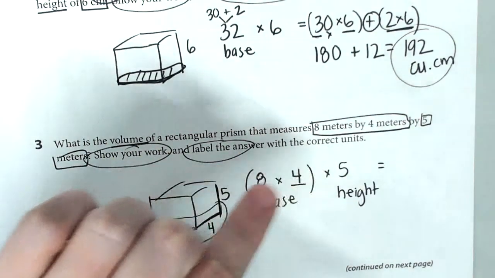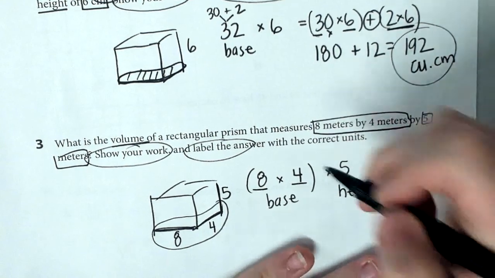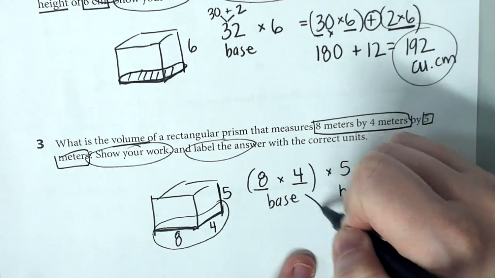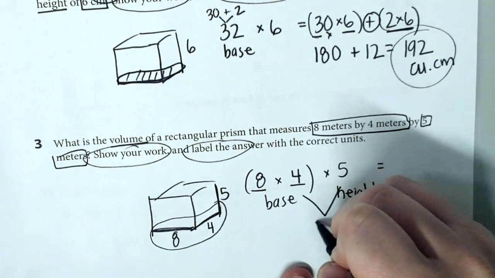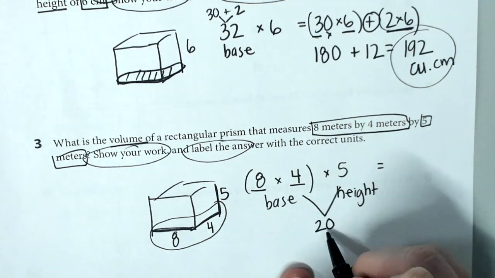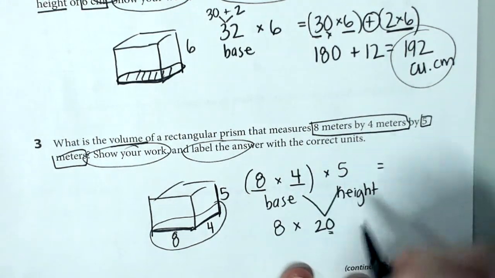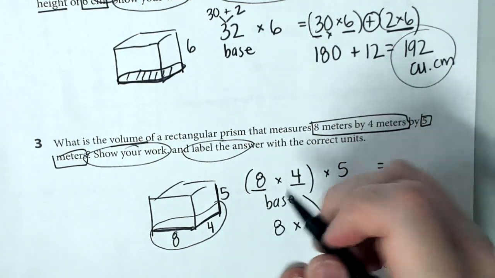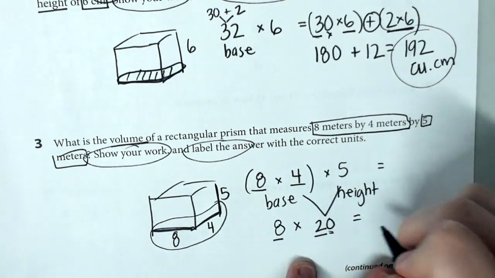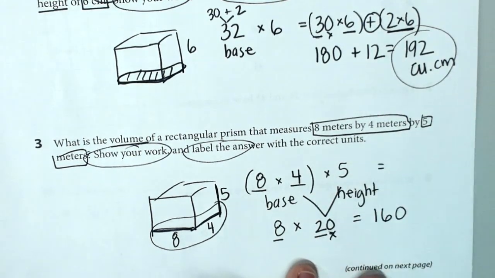Now I could solve this in any order that I want because it's all multiplication. I think I'm actually going to solve 4 times 5 first. So that gets me 20. I like when I have numbers that have a 0 at the end. I still have my 8 left. So now 8 times 20, we have 8 times 2 is 16, attach a 0.